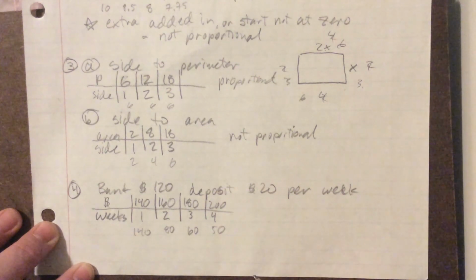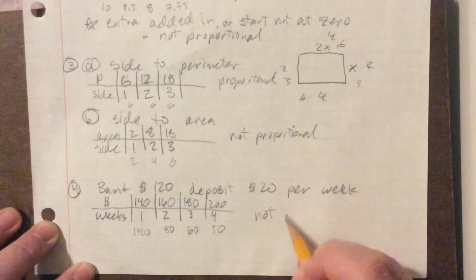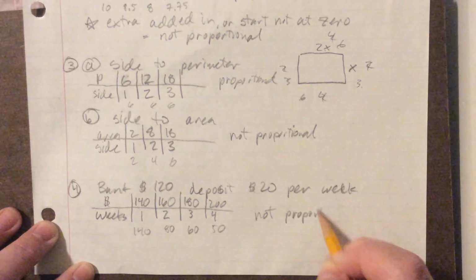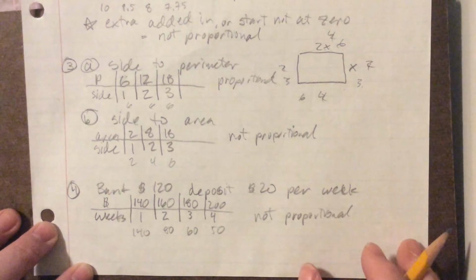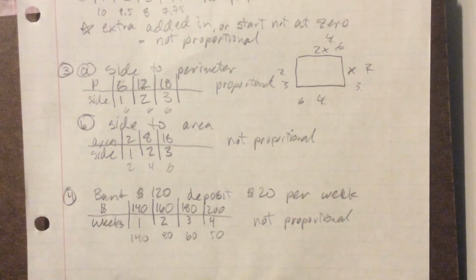Are these the same amount? They are not. Therefore, this is not proportional. Okay? So that's the basic idea from charts of being proportional or non-proportional.